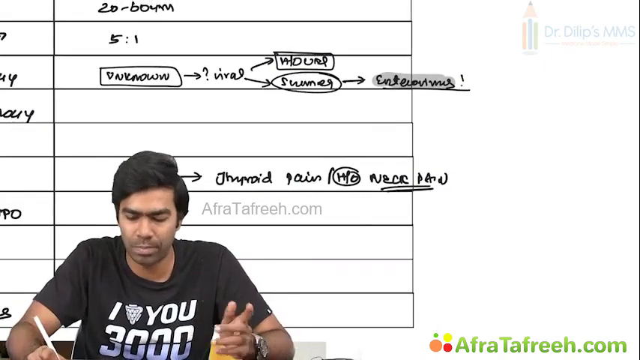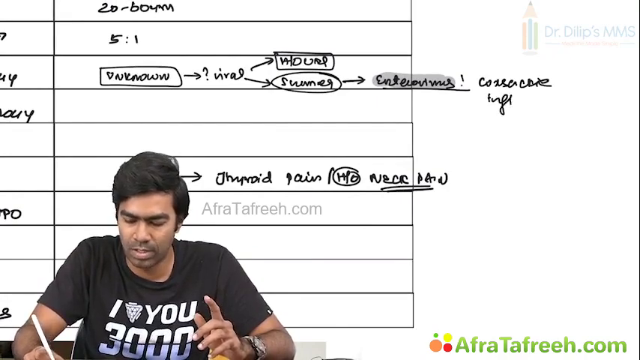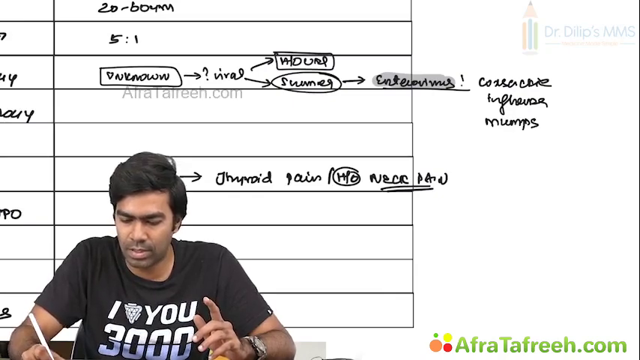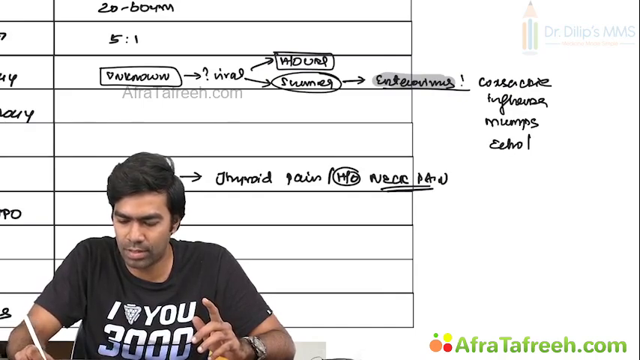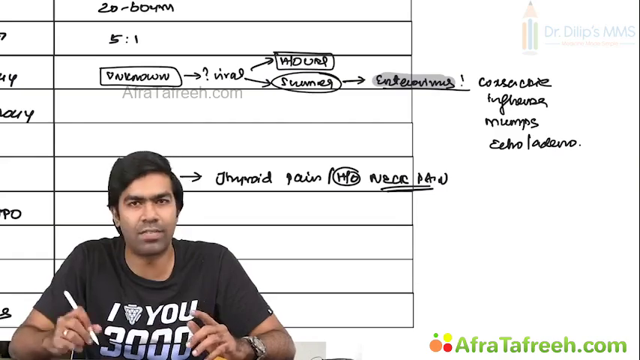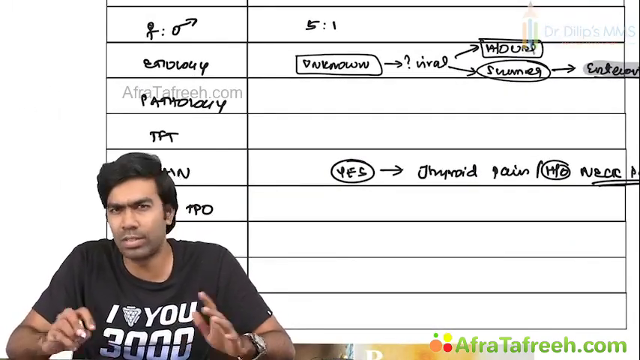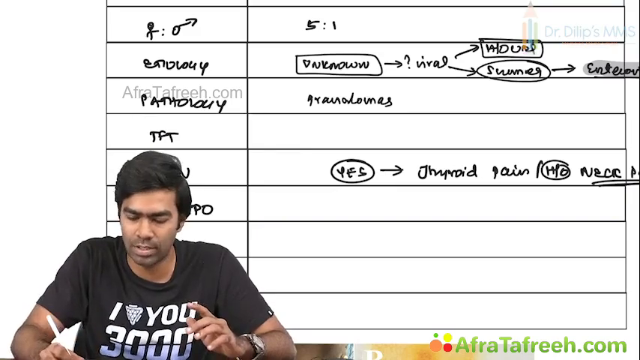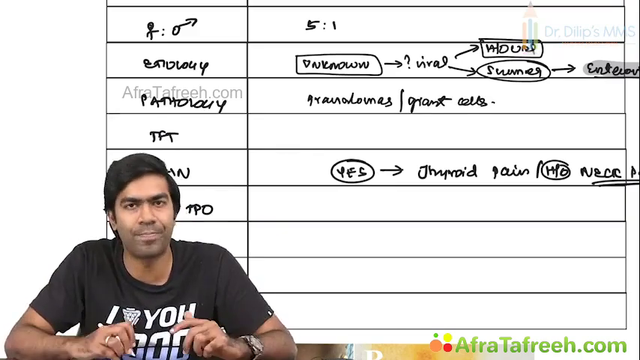not proven at all. But there are some other viruses which have also been suggested, like Coxsackie, influenza, mumps, then echoviruses, adenoviruses. Many different viruses have been suggested, but none of them have been concretely proven. Pathologically, you won't see lymphocytic infiltrate. Instead, you will see granulomas. That's why it's called a granulomatous thyroiditis. And you will see giant cells, which usually accompany granuloma.